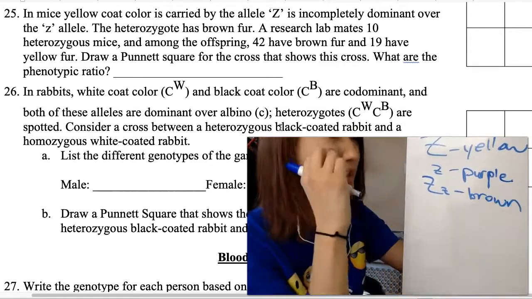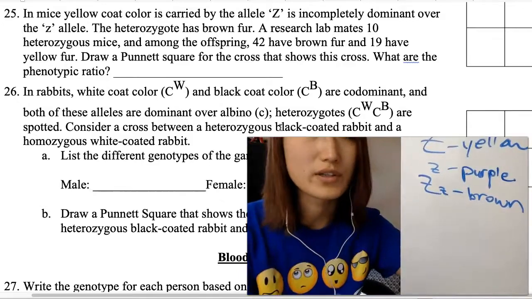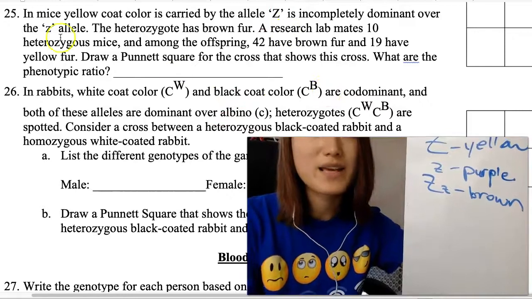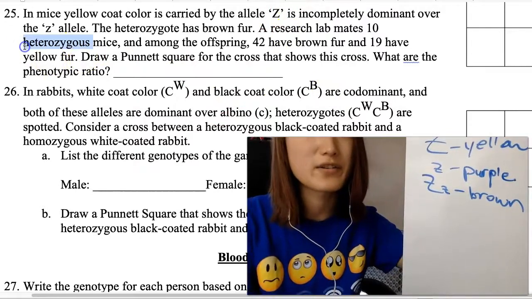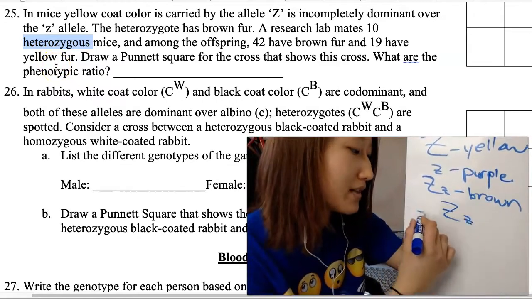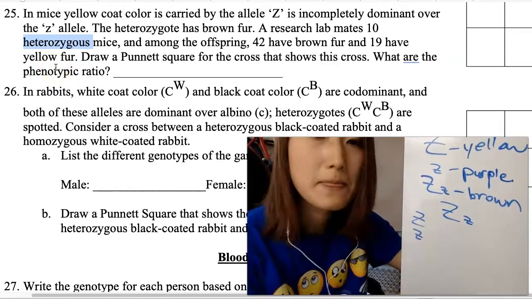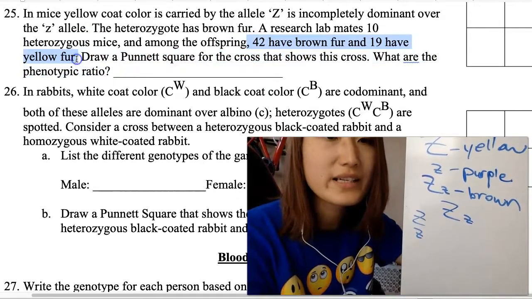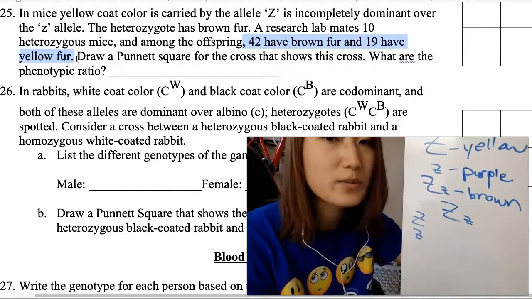Because in incomplete dominance, you're mixing yellow and purple, and according to one of my students, yellow and purple makes brown. A research lab mates 10 heterozygous mice. So we have big Z, little Z, mates with big Z, little Z. And among these offspring, 42 have brown fur and 19 have yellow fur. How can you draw this Punnett square?